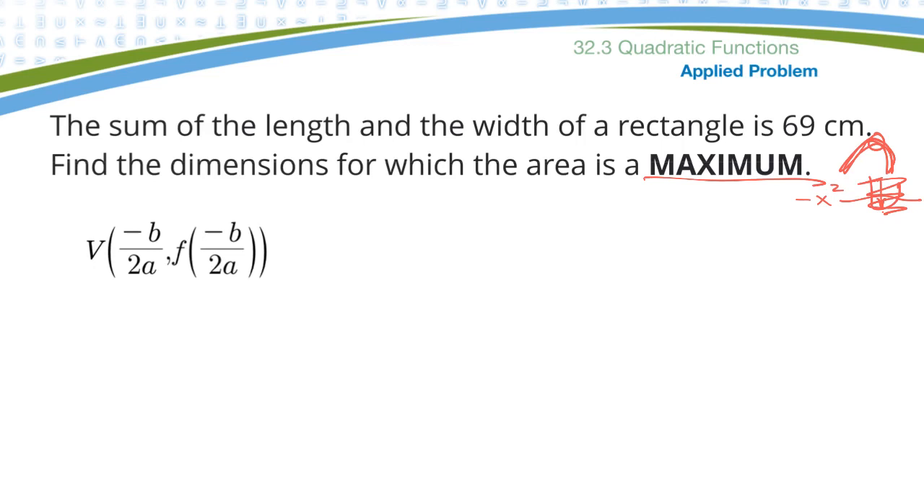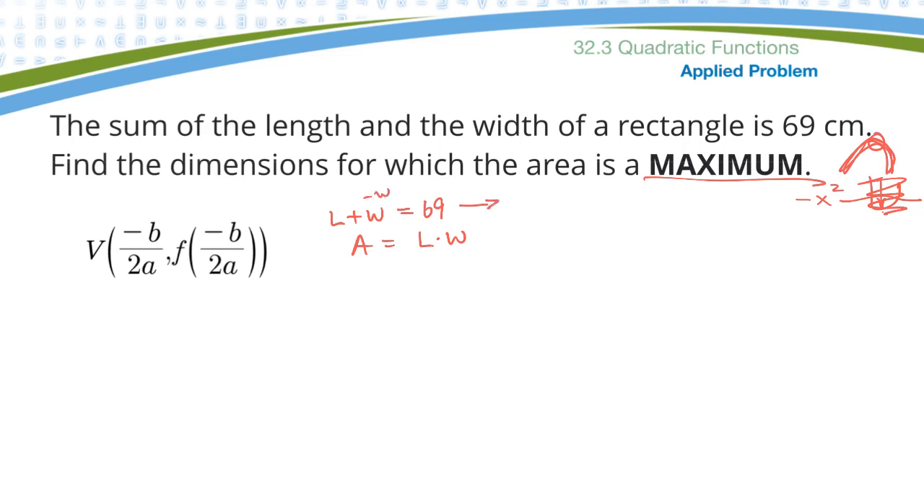So the sum of the length and the width of a rectangle, 69. So length plus width is 69. Find the dimensions for which the area is a maximum. Okay, well, the area of a rectangle is length times width. Oh, there we've got two equations in the same variable. Let's change this one so I'm solving for one of the variables.